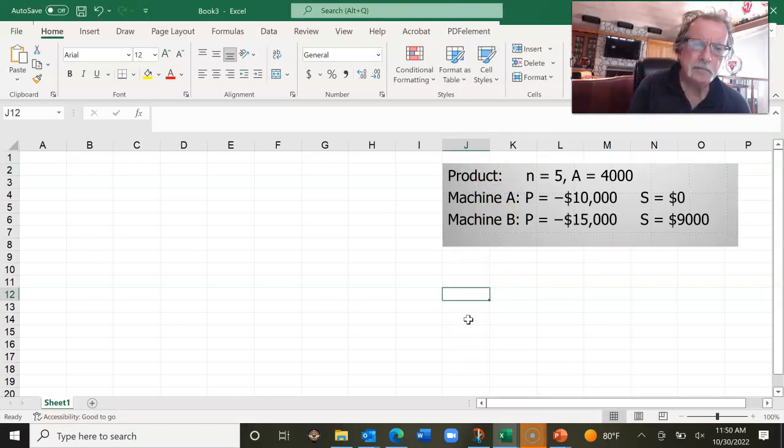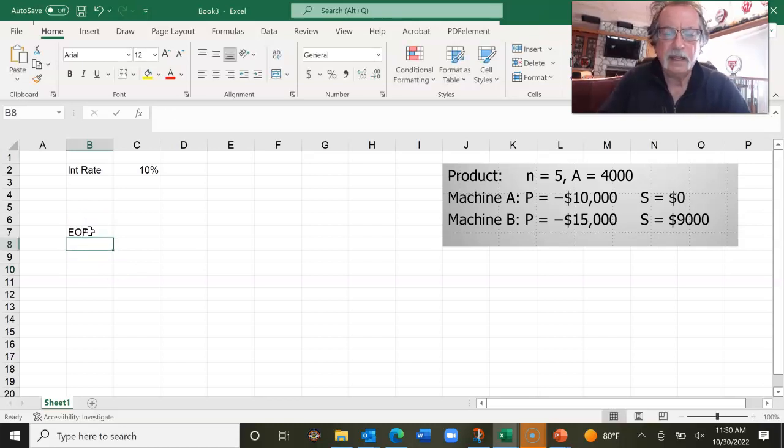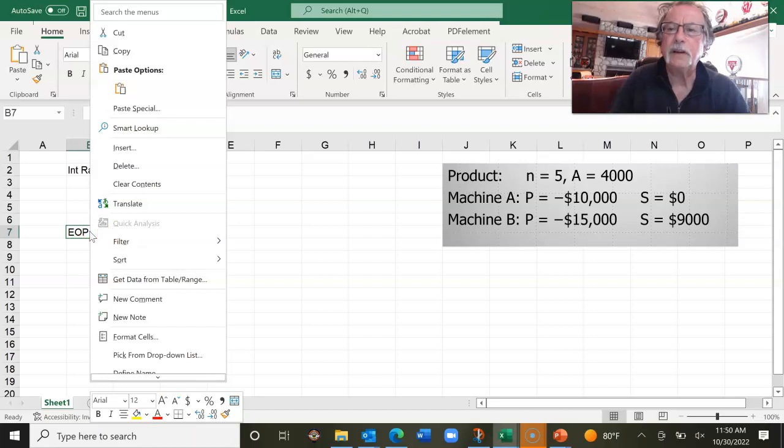So let's set an interest rate, and let's just make it 10%. And this is just an arbitrary number. And we have end of period, and we've got a 5-year analysis period, right?